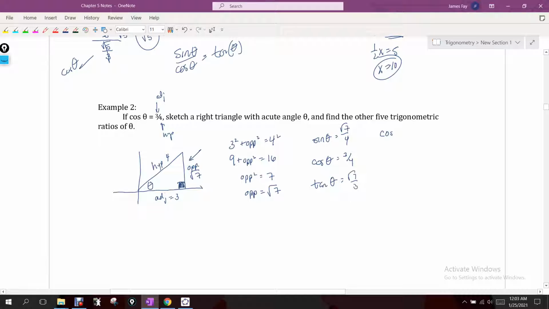And then the sine's reciprocal is cosecant, so 4 over root 7, which turns into 4 root 7 over 7. Secant of theta will equal 4/3, and then the tangent's reciprocal gives me cotangent, which would be 3 over root 7, which turns into 3 radical 7 over 7. And what you could do is, let's see if I can manipulate this for us to prove or validate this.